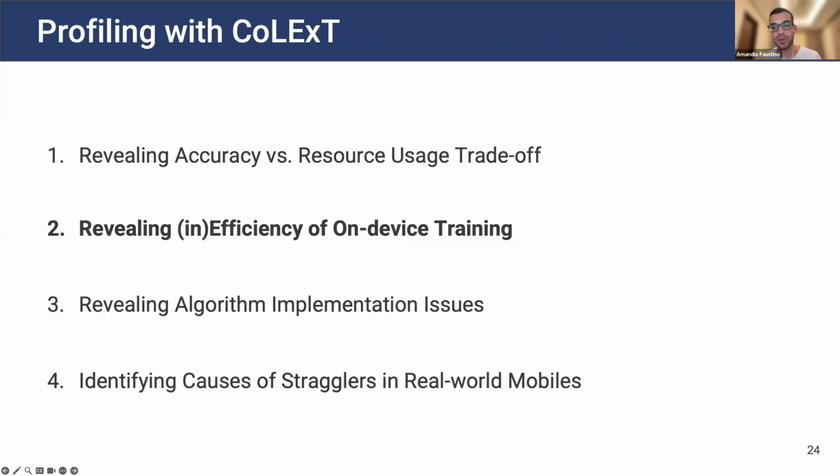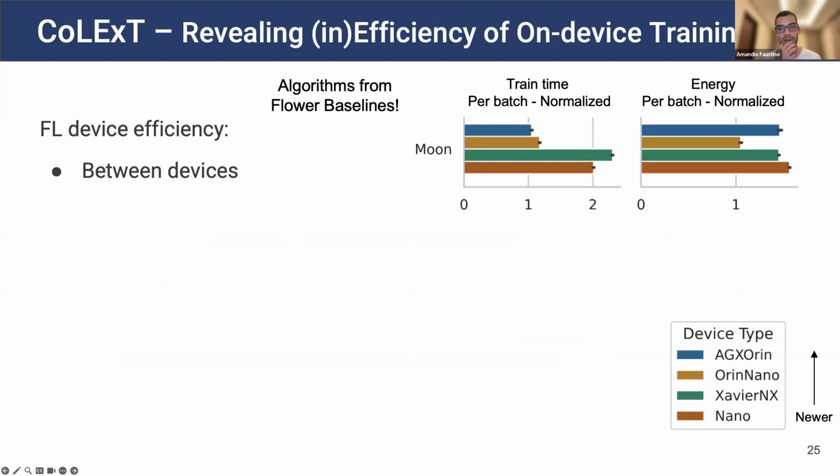Second one, we will see how we can reveal efficiencies of on-device training. Okay, so for this, we are actually going to be using the Moon baseline from flower baselines and examine the training time and energy consumption per batch across 4 different models of NVIDIA Jetson devices. So these are single board computers with a GPU. And the model of the devices is here in the bottom right, with the oldest device at the bottom, the Nano, and the most recent or the most powerful device at the top.